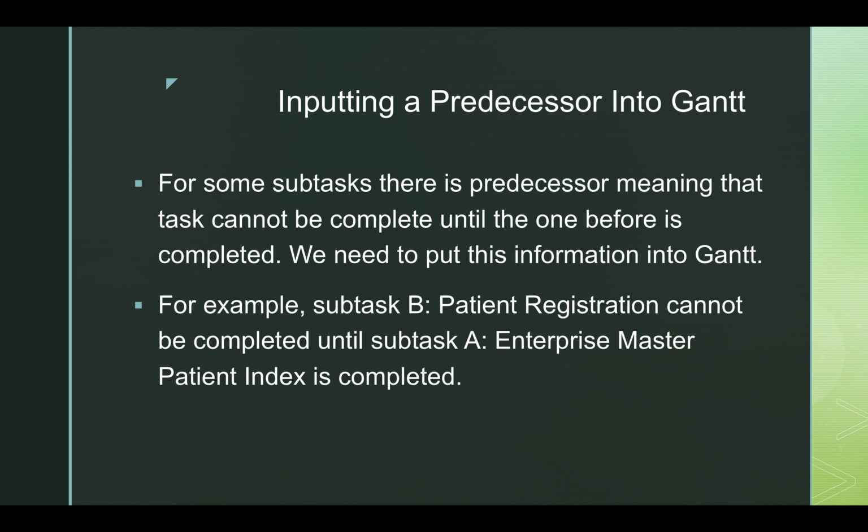Inputting a predecessor into Gantt. For some subtasks, there's a predecessor, meaning that task cannot be completed until the one before is completed, and we need to put this information into Gantt. For example, subtask B, patient registration, cannot be completed until subtask A, Enterprise Master Patient Index, is completed.